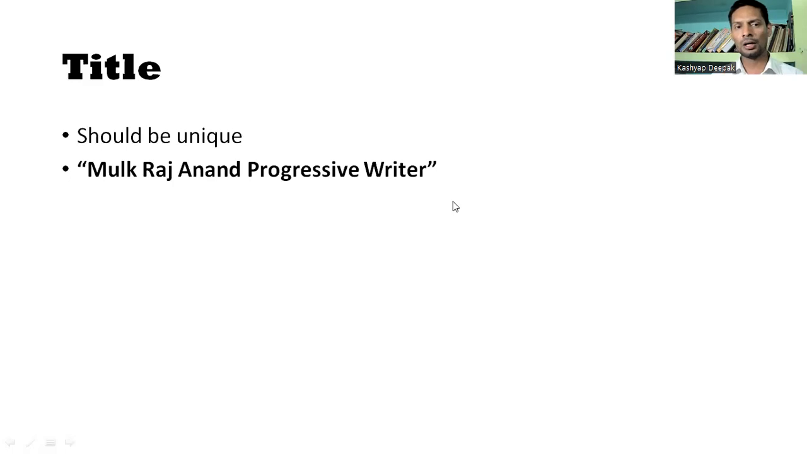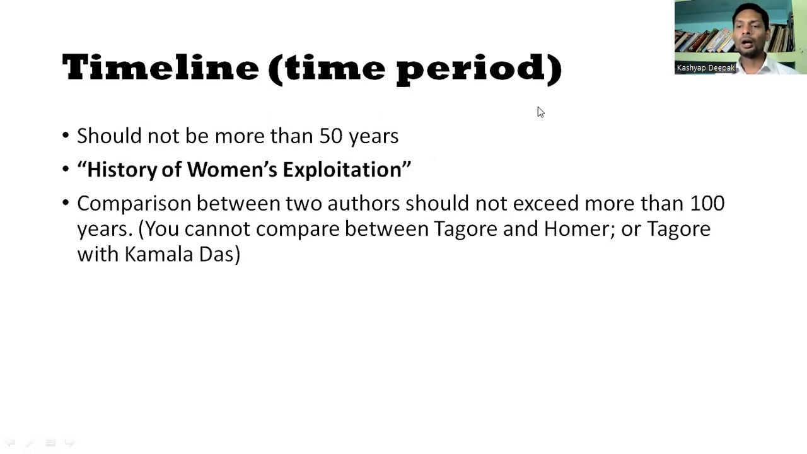And the title for me is Mulk Raj Anand as a progressive writer. And here we can go with the timeline. The important thing when we are going to write a proposal is a timeline or a time period. Maximum, it should not be more than 50 years, although you can go a bit more. But the ideal time is 50 years.